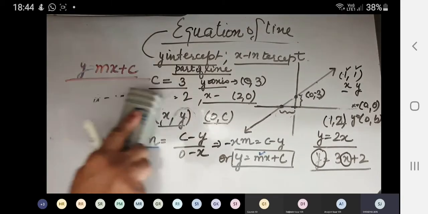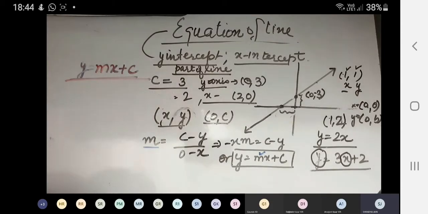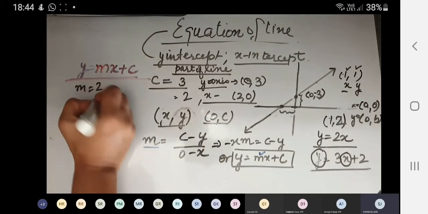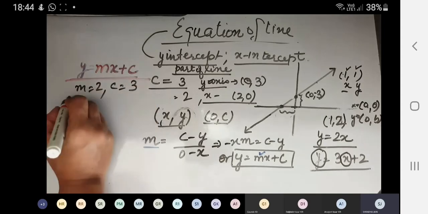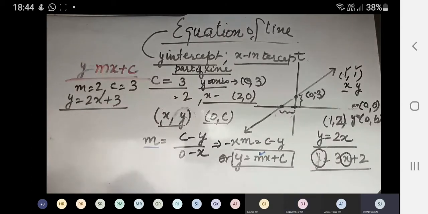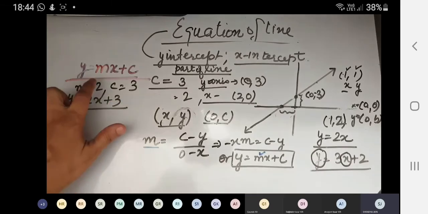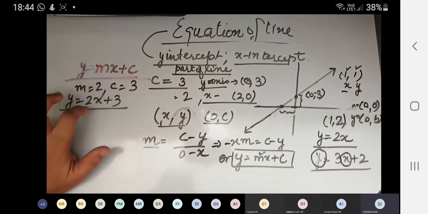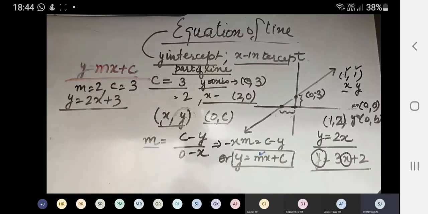Now, for example, you are given the slope m of a line is 2 and c is 3. What is the equation of line? y is equal to 2x plus 3. And if it is given like this, you can directly write this too. It means the slope of the line is 2 and the y-intercept is 3. Is it clear? Nikita? Have you understood?